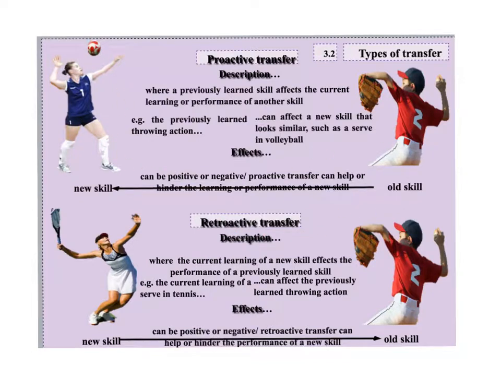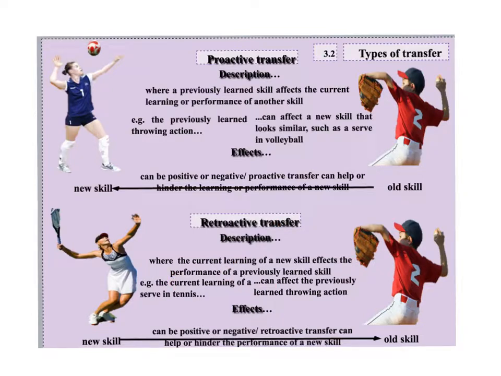Then we come down to retroactive transfer. Again, if you look at the difference, it's the arrow here, where the current learning of a new skill, which would be this one, the new skill that you're trying to learn, affects the stuff that you're already good at. So this person was already good at throwing, but the new skill is now affecting the old skill, and that's called retroactive.